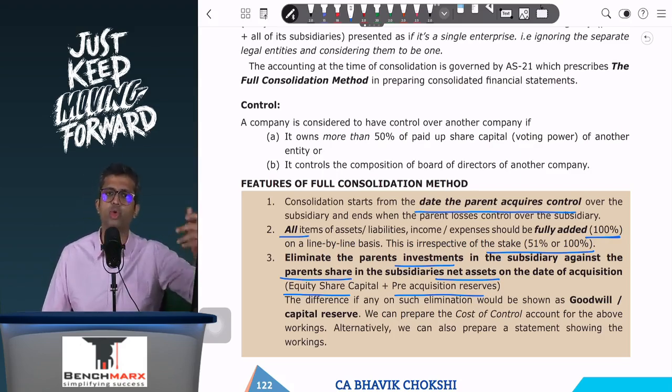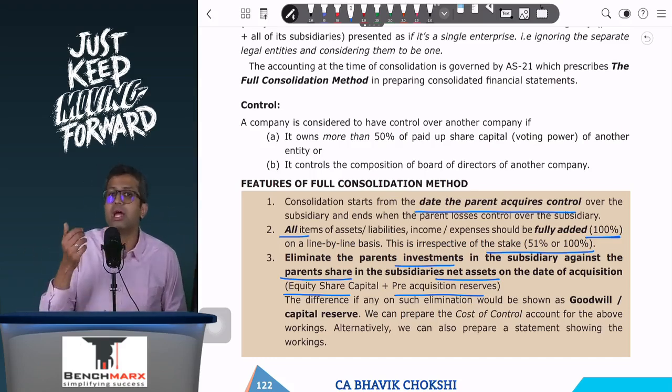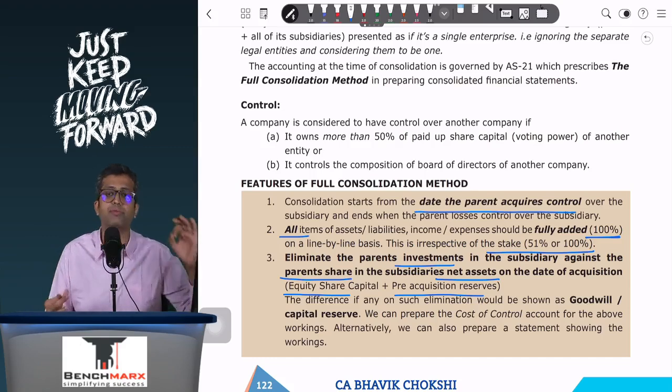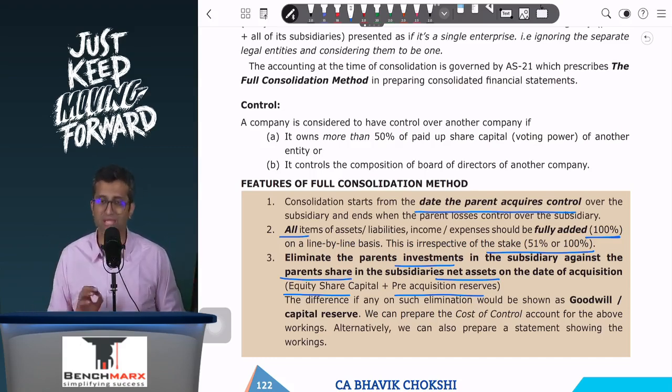However, if I've paid only 650 rupees for something which is worth 750, then I'm getting a bargain and I'm paying 50 rupees less, but that is a profit on purchase, and a profit on purchase is shown as a part of capital reserve rather than taking it in the P&L account.